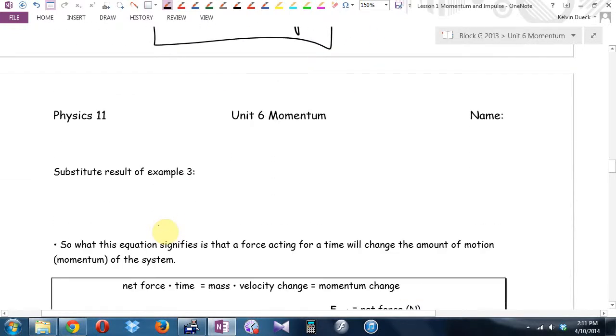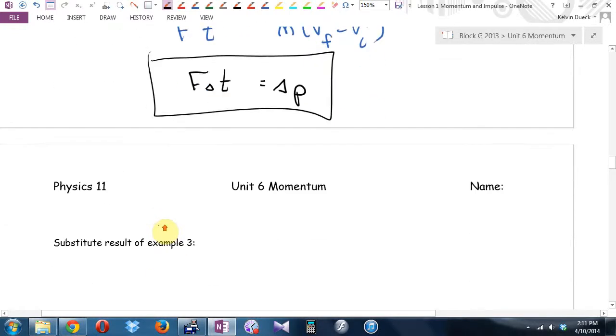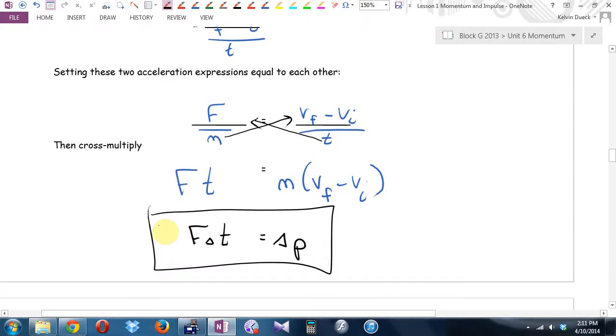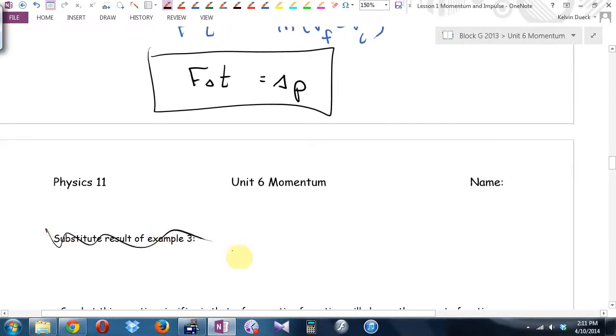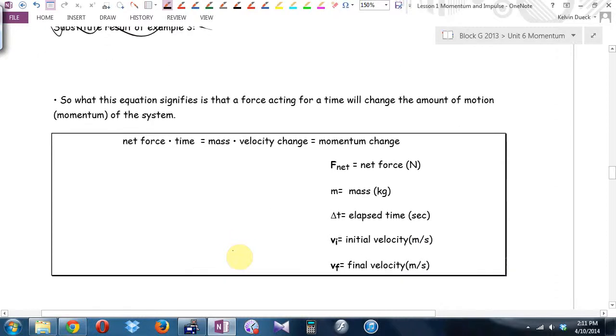By the way, on the next page it says substitute the result, and I always forget that I included that, and I always do the substitute because I'm so excited to get here. I do it at the bottom of this page, so you can say we already did it. So here's what this says then: force times change in time equals mass times change in velocity, or force times change in time equals change in momentum. Another word for which is impulse.